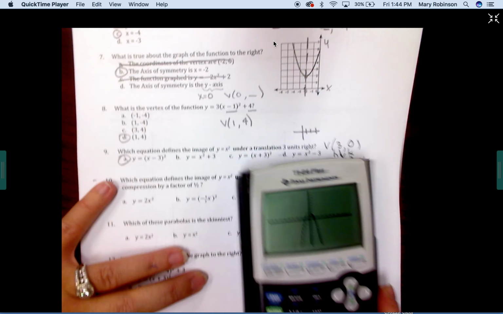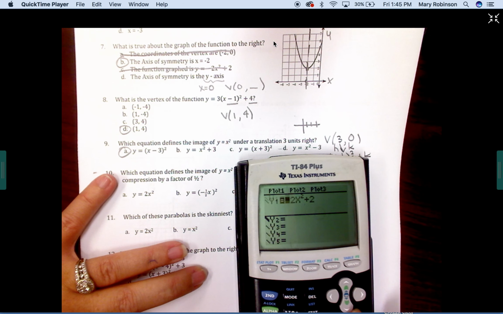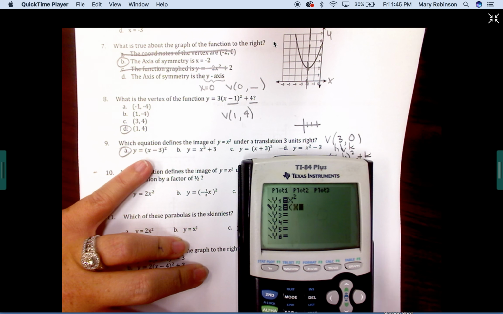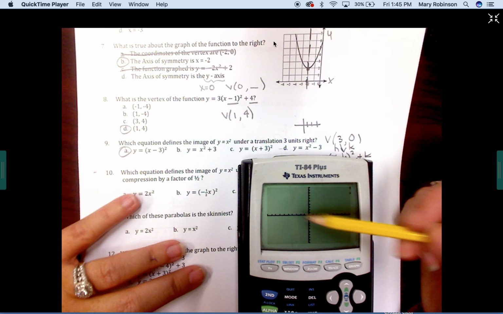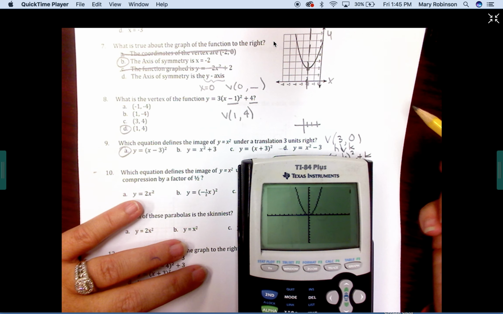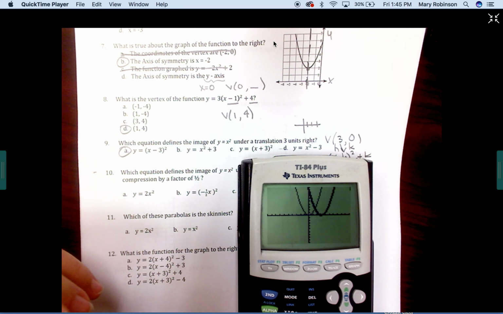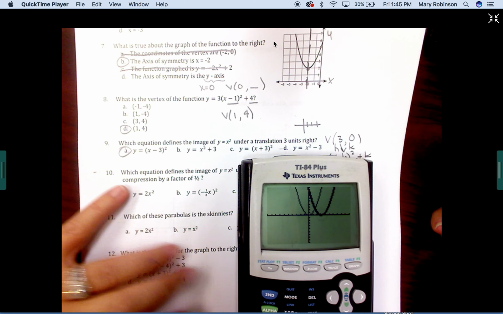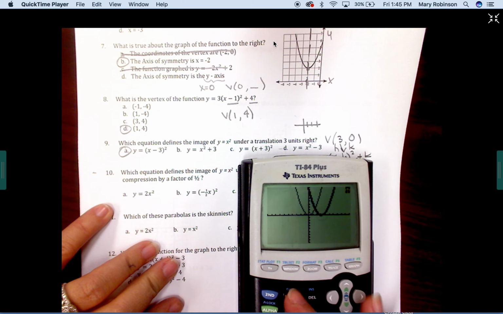So it's A. But of course, I could compare it by typing in x squared and y1, type in my answer choice, graph it, so here's x squared, and see if this graph goes 3 units to the right, and it does. So I went right 3, so I know A is correct.